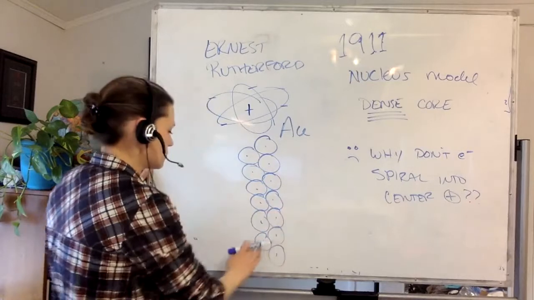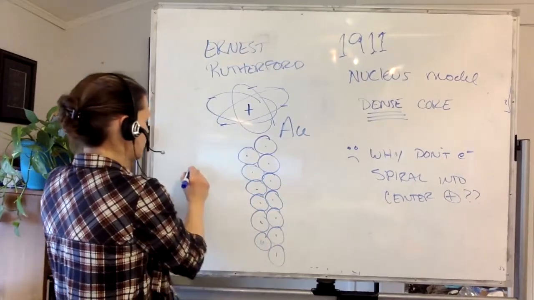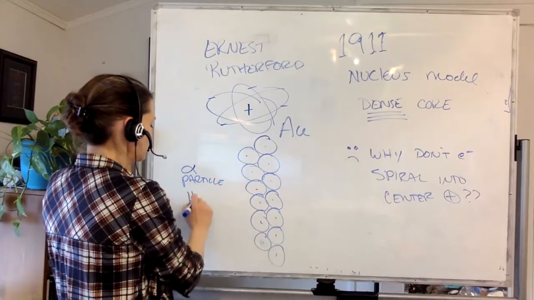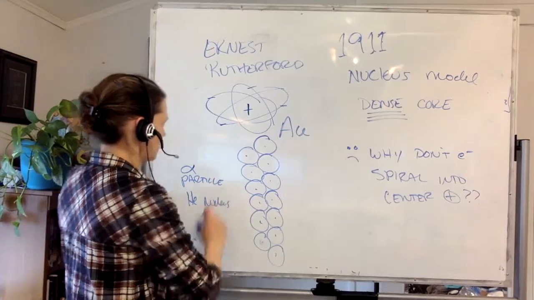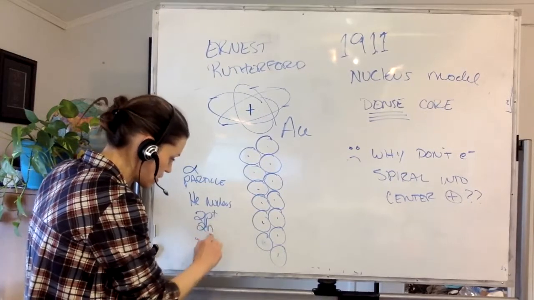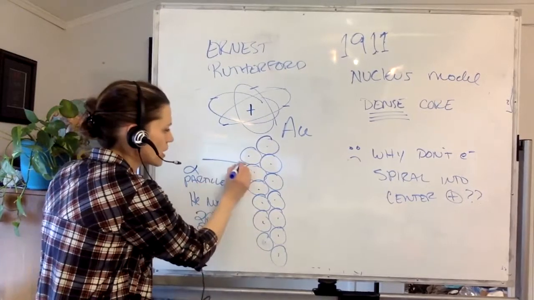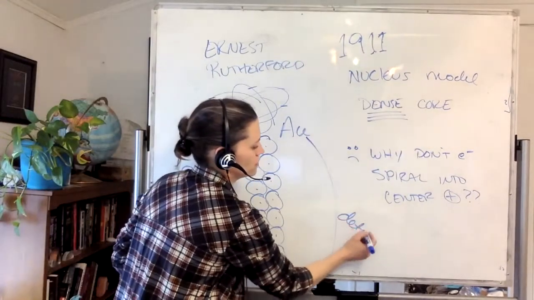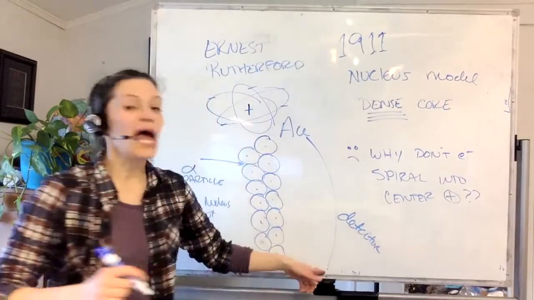So what they did was they took an alpha particle, which is a helium nucleus. Think about what a helium nucleus is: 2 protons and 2 neutrons. And they shot it at this gold foil with a detector here. And it's really kind of funny.